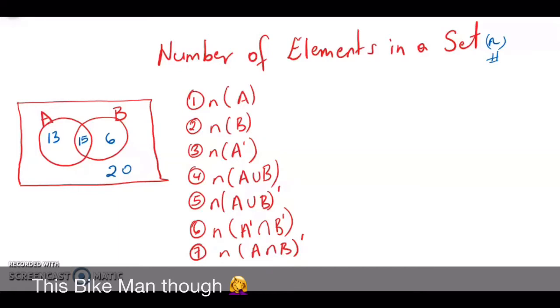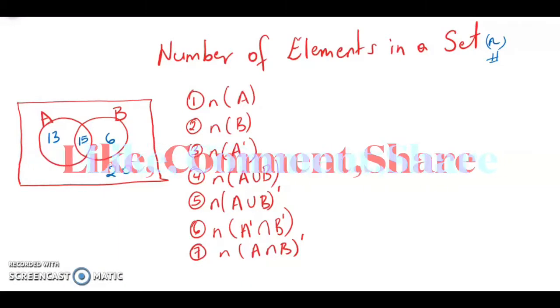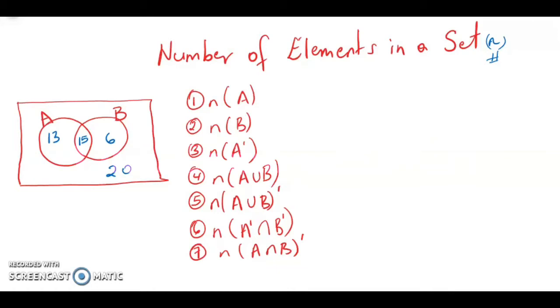Okay, so we want to know if there are 6 elements in the set, if we have 8 elements in the particular set notation. So we're going to look at the information. For number 1, it says the number of elements in set A. So here we have 13 and we also have 15. So we're going to have 13 plus 15, which is equal to 28. So there are 28 elements in set A. For set B, we have 15 plus 6, and that is equal to 21.